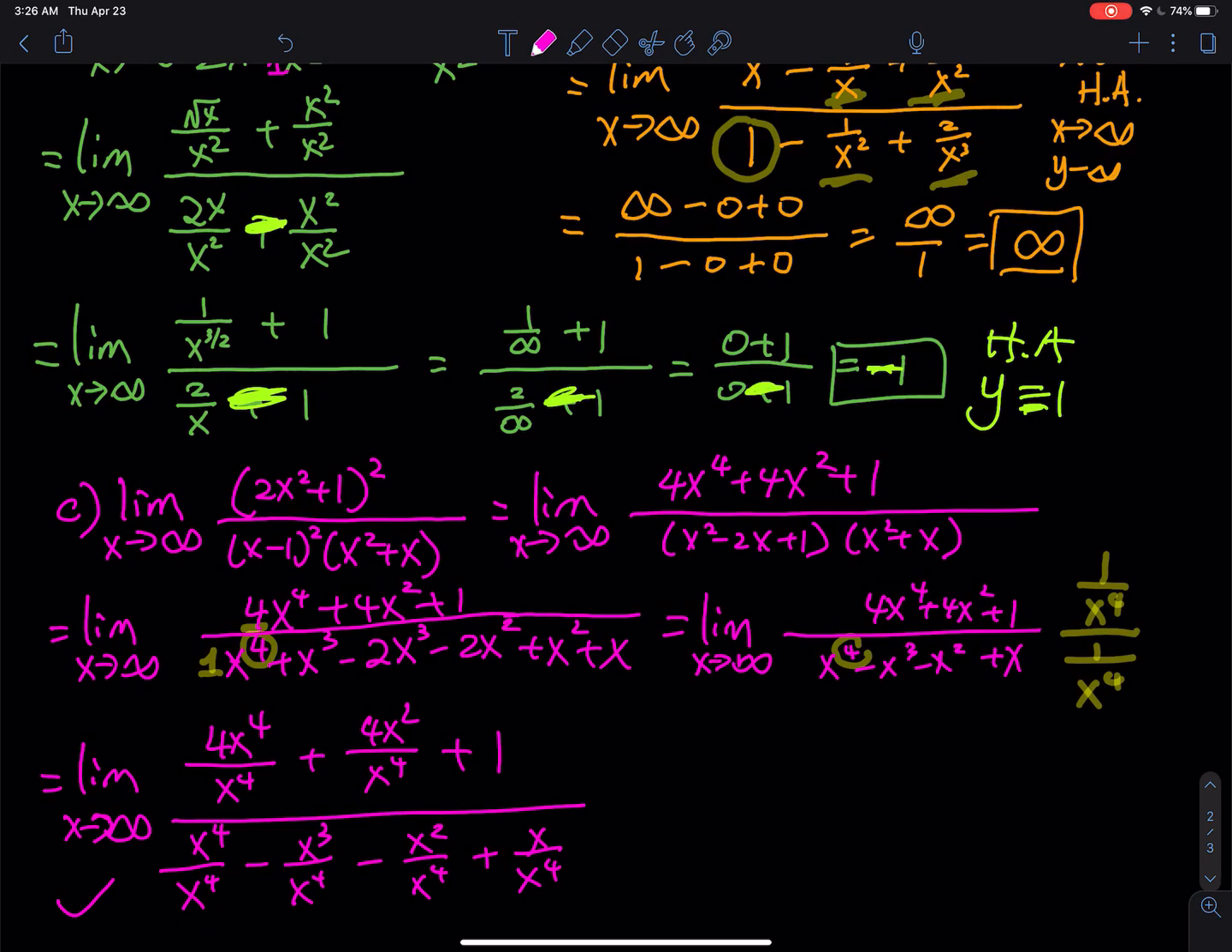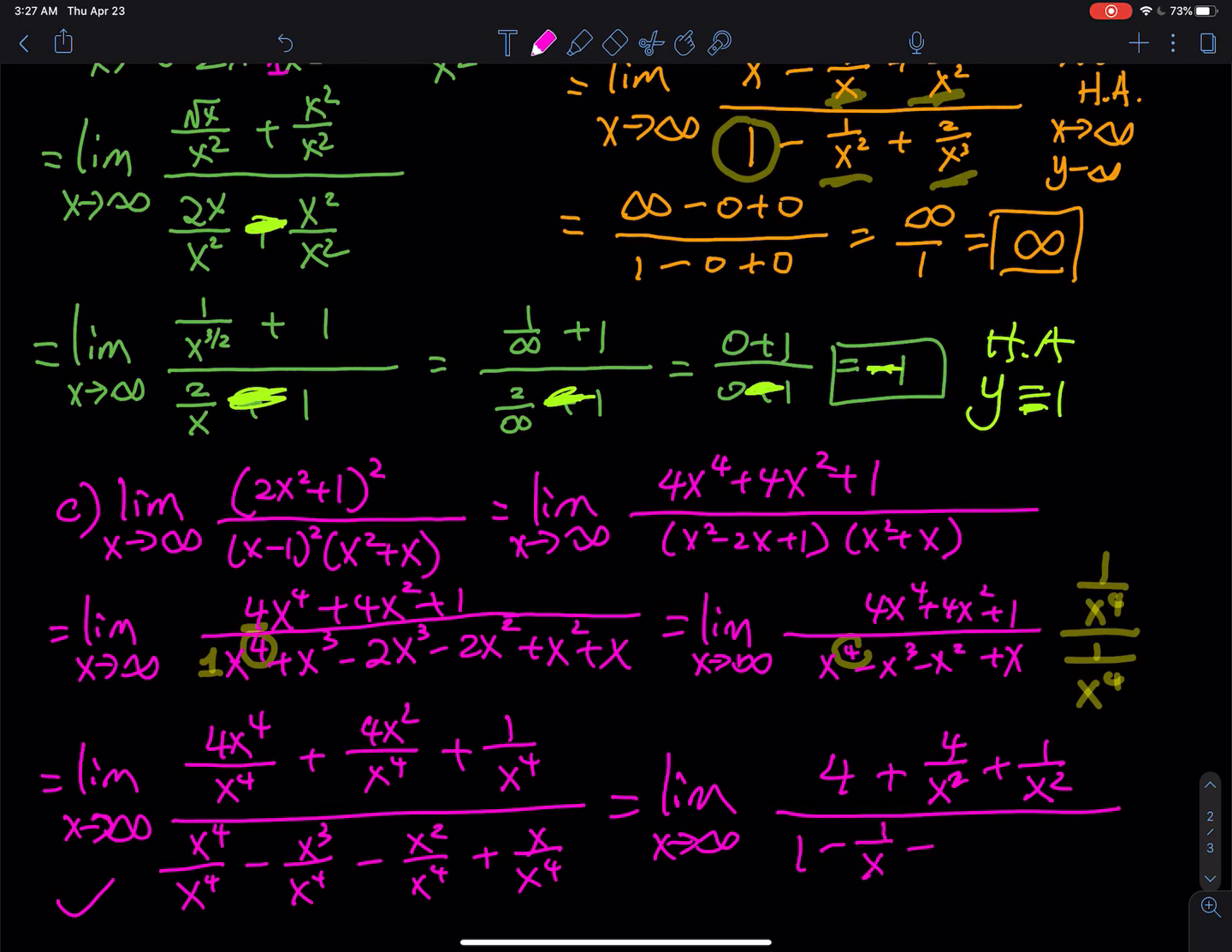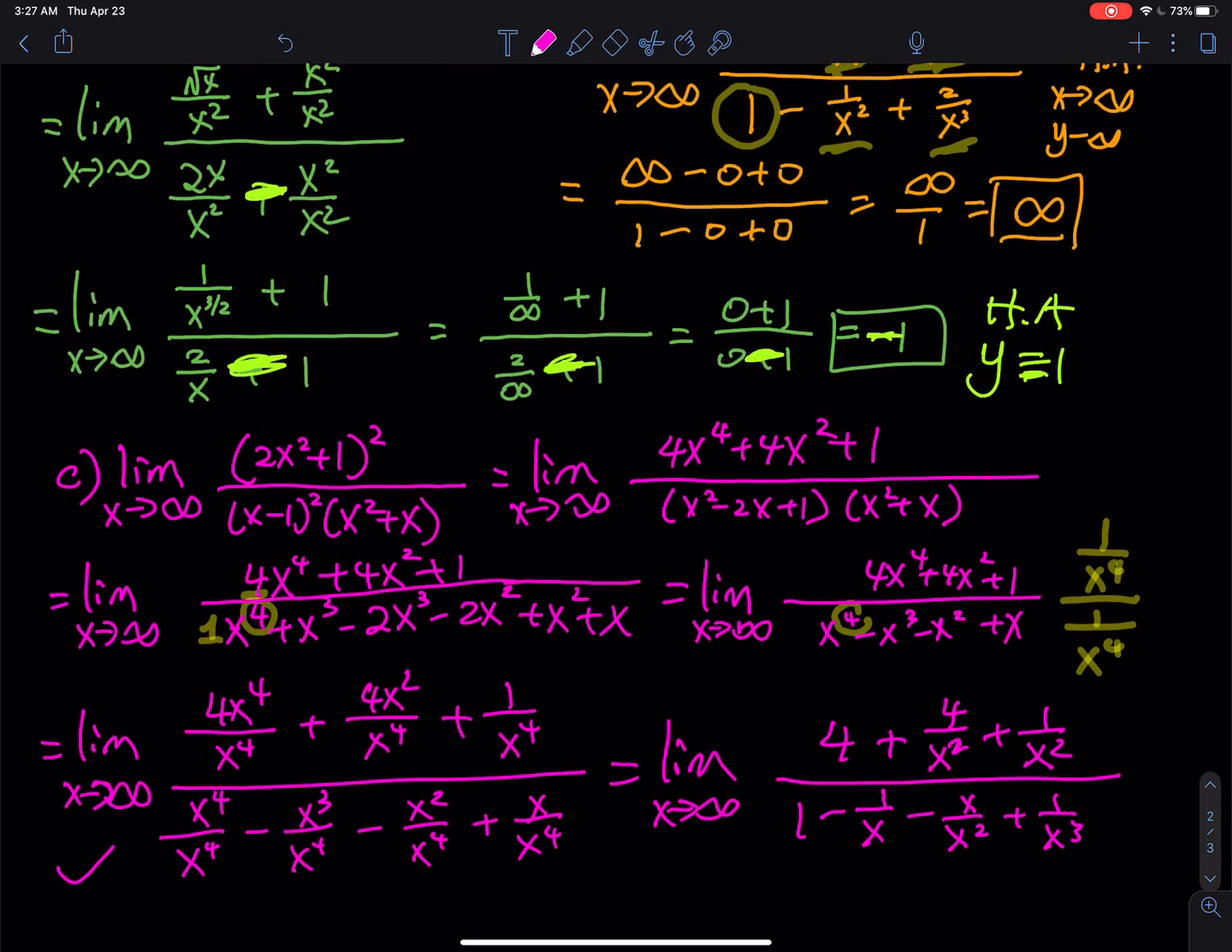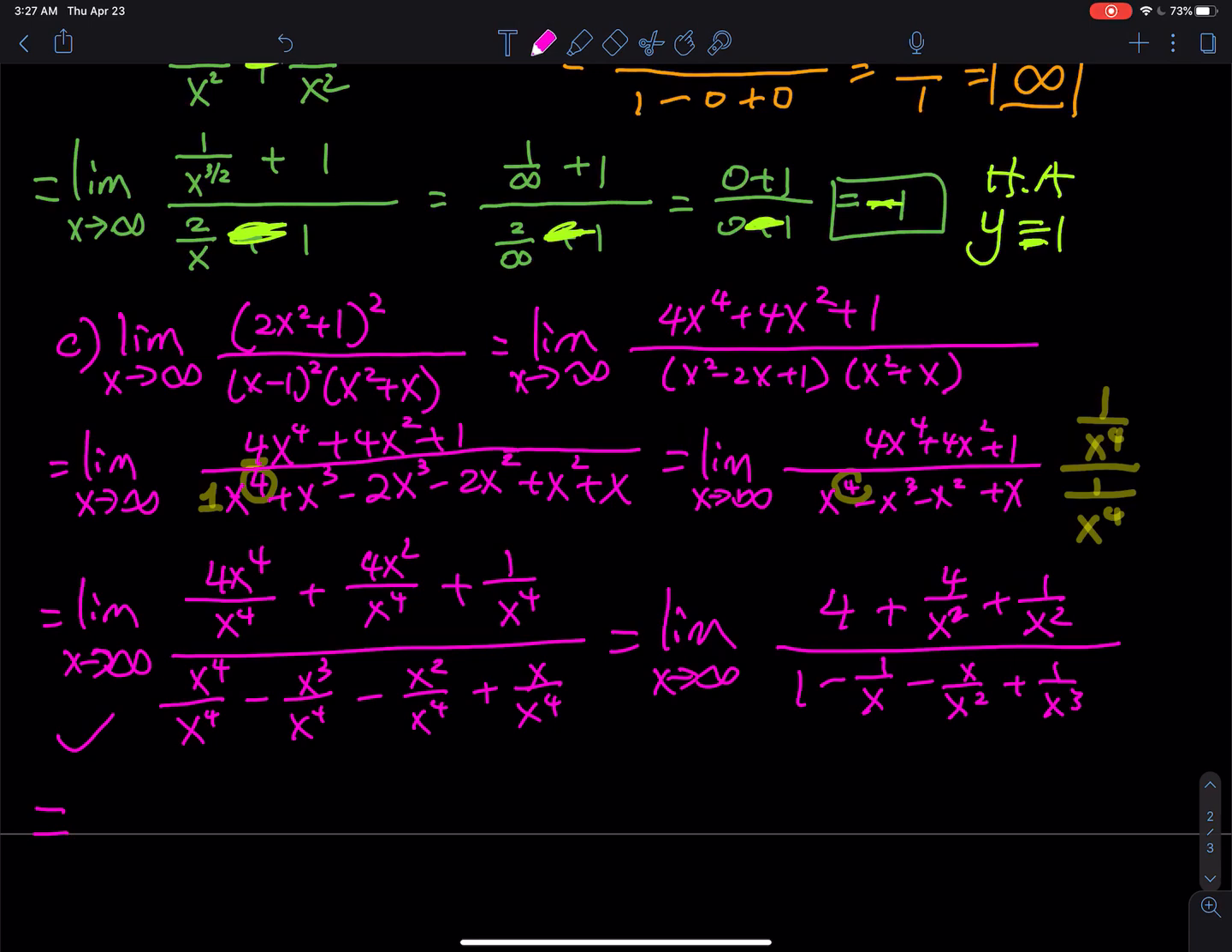So which one of these will go to 0? Let's simplify. The top is 4 plus 4 divided by x squared, that goes to 0. And then this one, a little mistake, so that is 1 divided by x to the 4th, that goes to 0 too. And then the denominator, 1 minus 1 over x minus x divided by x squared plus 1 divided by x to the third. So all the fractions become 0 once x goes to infinity.